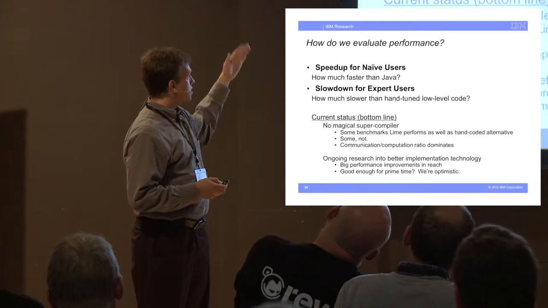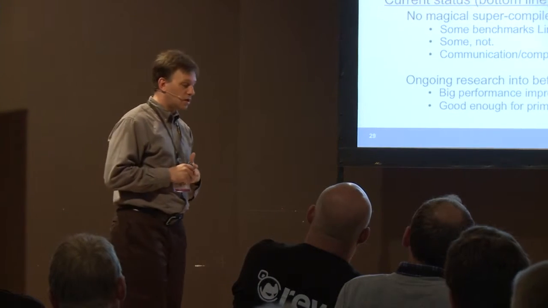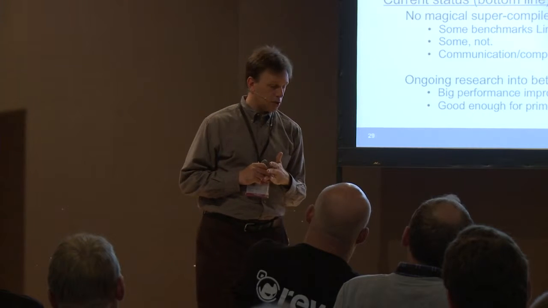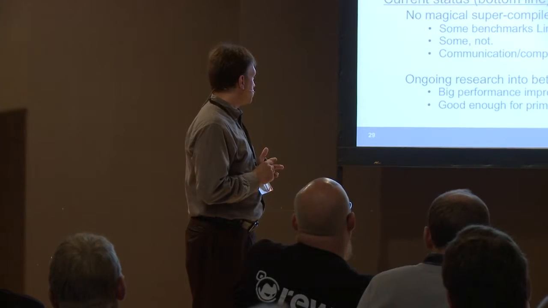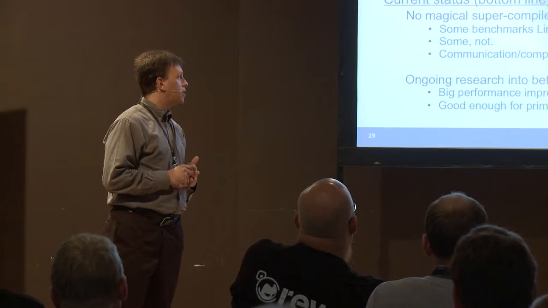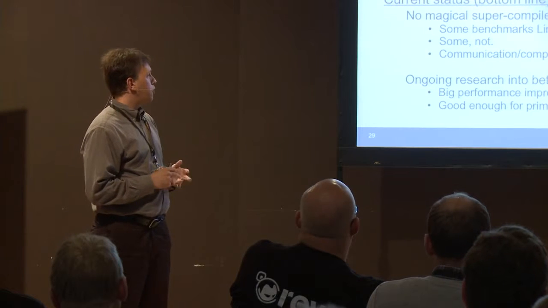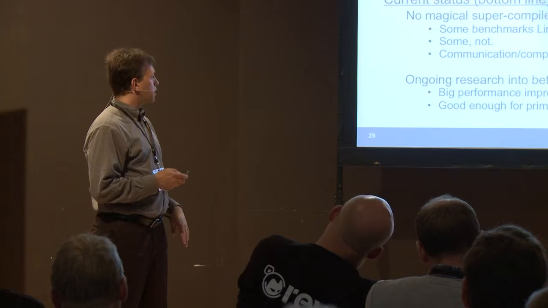The current status, we're not trying to build a magical supercompiler. Our compiler is fairly sophisticated. I think our group at IBM is very strong in compilers and will do about as well as we can. But on some benchmarks, Lime performs just as well as a hand-coded alternative, and on some it does not. We have to worry a lot about communication-computation ratio in particular. So this is what we're working on all the time.